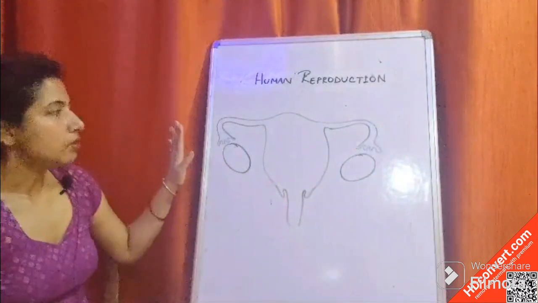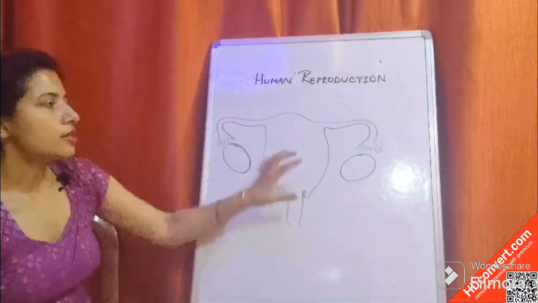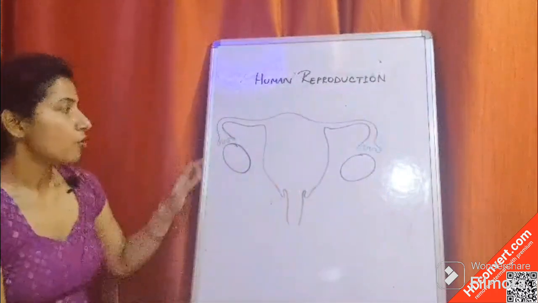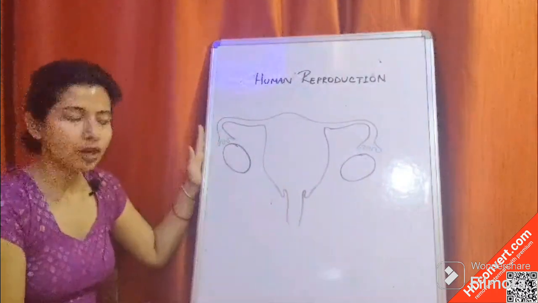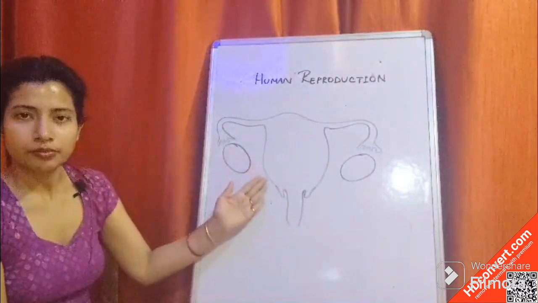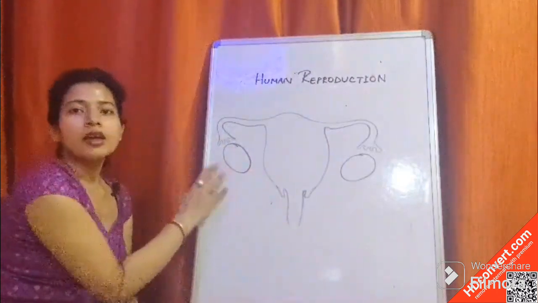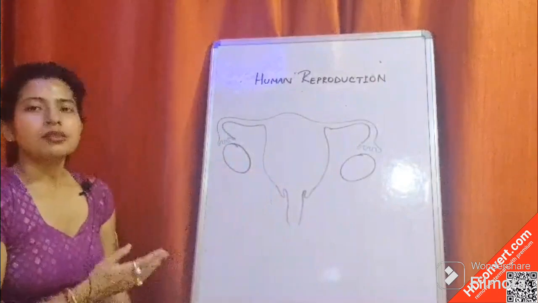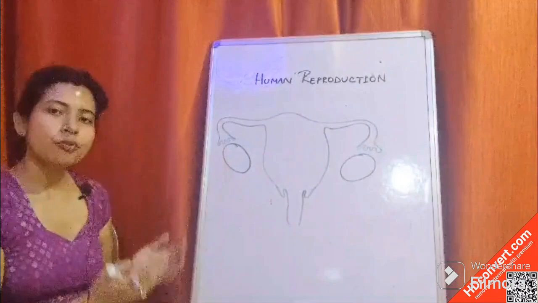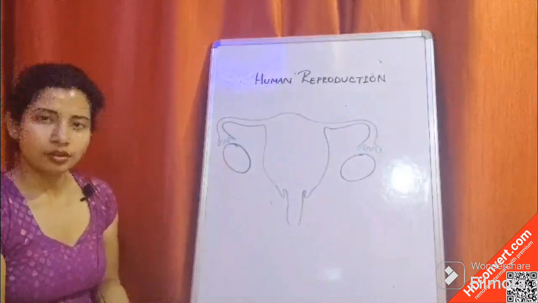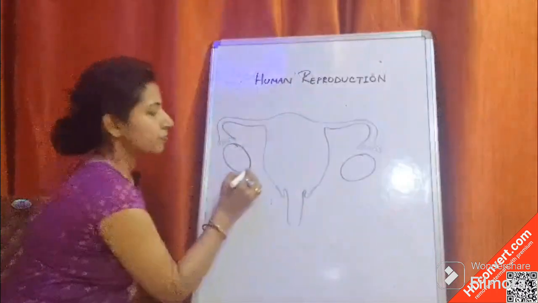Now in this structure you can see the ovaries are not attached with this fallopian tube or oviduct, or the uterus, okay. It is free. No, it is not free. There are several ligaments and several tissues which connect it with the abdominal cavity, with the pelvic cavity, okay. So it is not free floating.